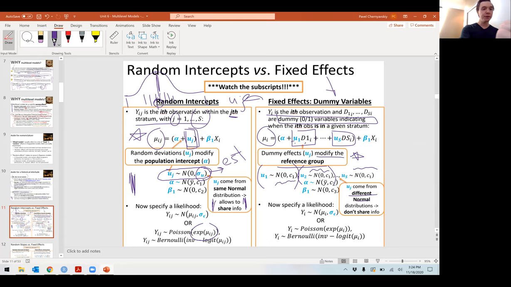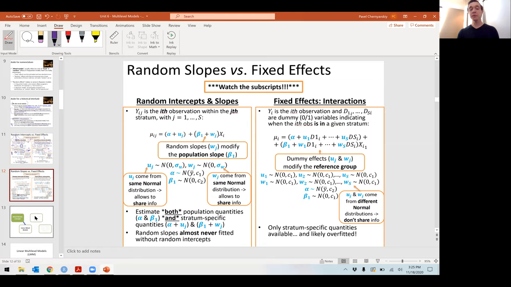If you have a Bernoulli or a binomial, okay, inverse logit it. So there's nothing special that happens once you put the mean together. What is special about multi-level models are these deviations, how they're treated, because they come from the same normal distribution where the sigma term is going to be estimated. I'm going to introduce one more level of complexity before we get into an example.